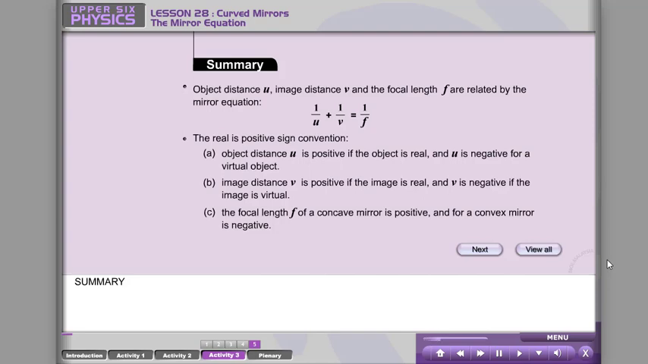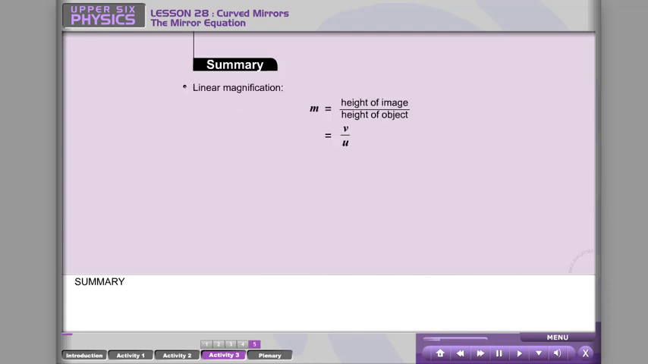A. Object distance u is positive if the object is real, and u is negative for a virtual object. B. Image distance v is positive if the image is real, and v is negative if the image is virtual. C. The focal length f of a concave mirror is positive, and for a convex mirror is negative. Linear magnification m equals height of image over height of object equals v over u.